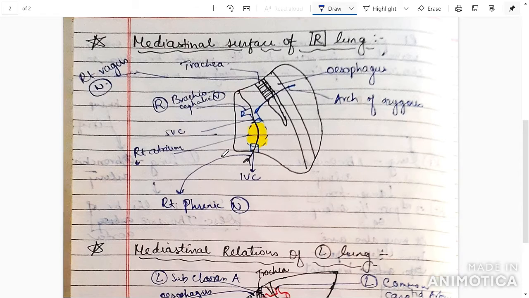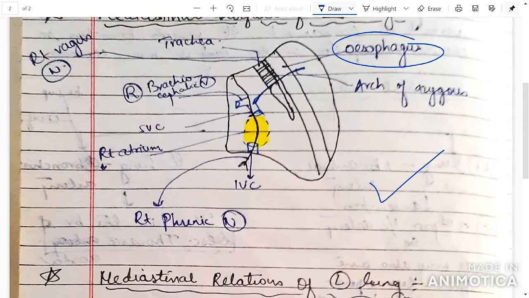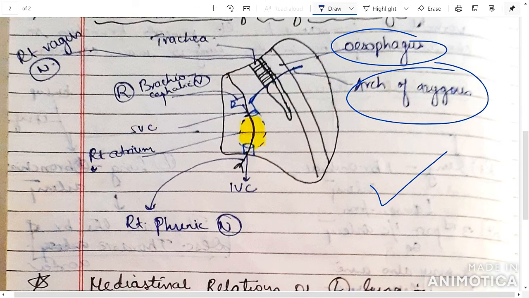If I'm talking about the right lung, on the mediastinal surface of the right lung we can see a groove for the esophagus, we can see the arch of the azygos, we can see the trachea, and beside the trachea we can see the right vagus nerve also.